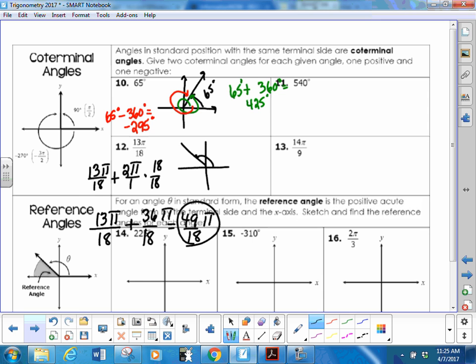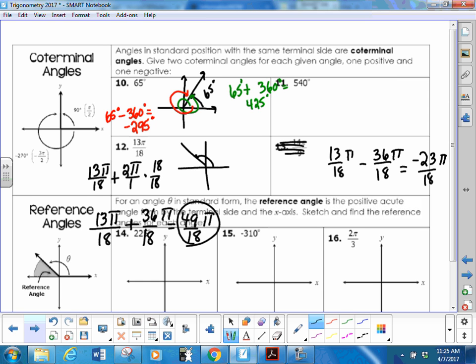That's 1. Now I'm going to do the same thing, but subtract. And I'm going to work over here, even though this is not this problem. I'm going to take 13 pi over 18 and subtract 2 pi. But again, I've got to change it so they both have a denominator of 18. So that'd be 36 pi over 18 is the same as 2 pi. And that gives me negative 23 pi over 18.